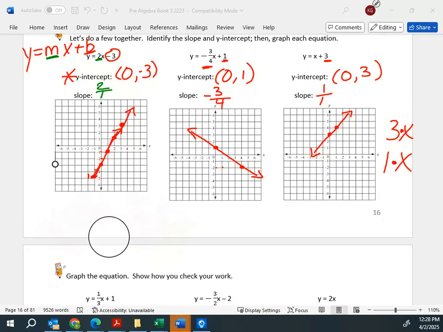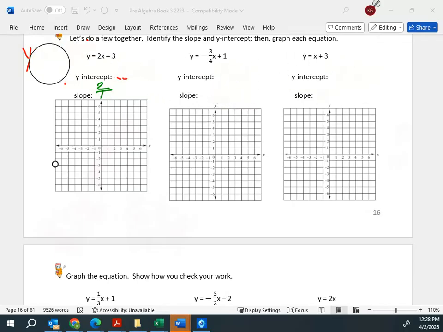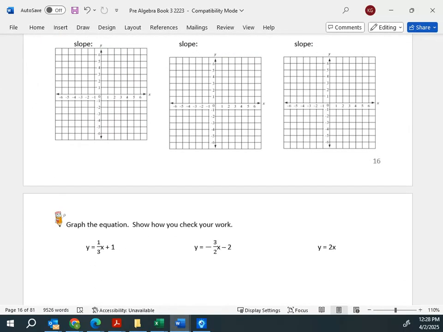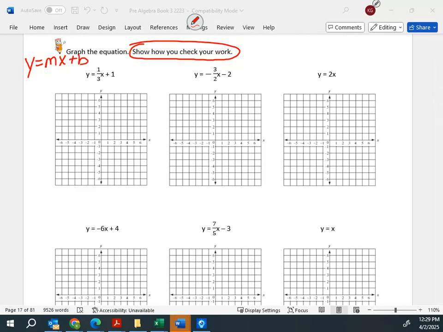Let's look at our second page. It says graph the equation, show how you check your work. Oh boy. Remember how I said we're checking our work? You can put in an ordered pair that you find using the slope and make sure it equals each other. So again, you might want to rewrite it so you remember y equals mx plus b, so you remember what each part is.